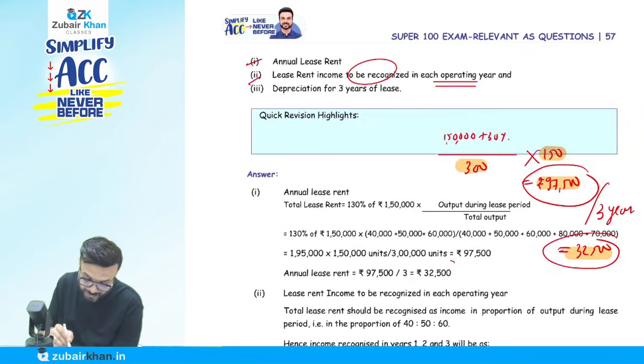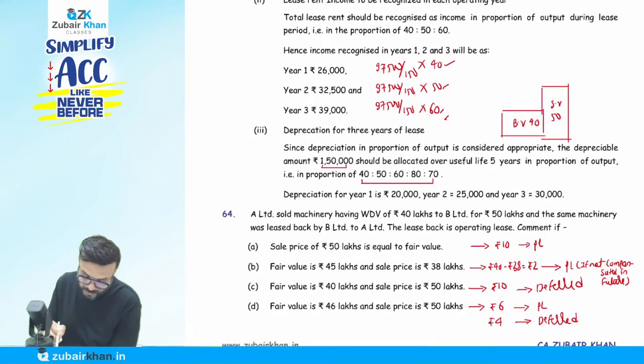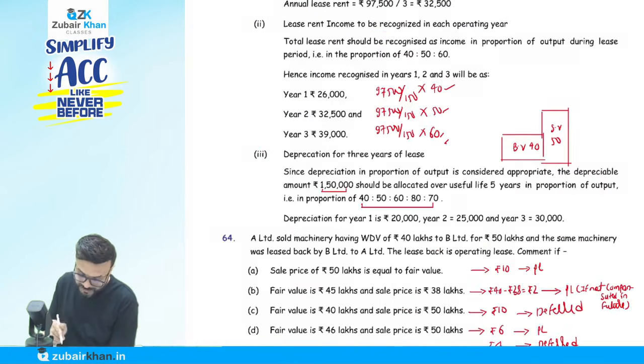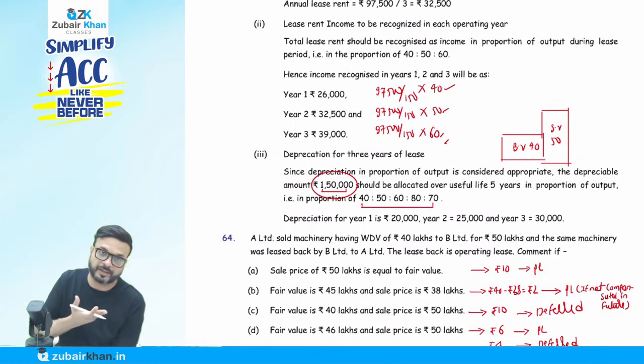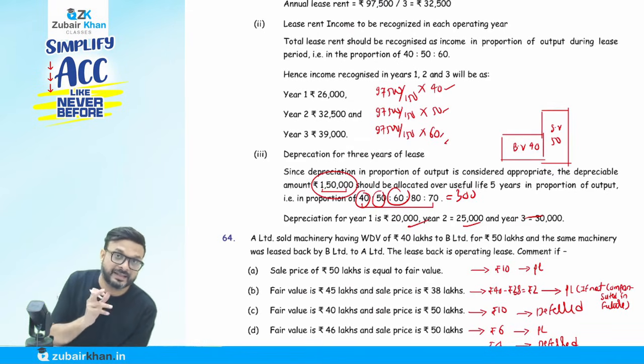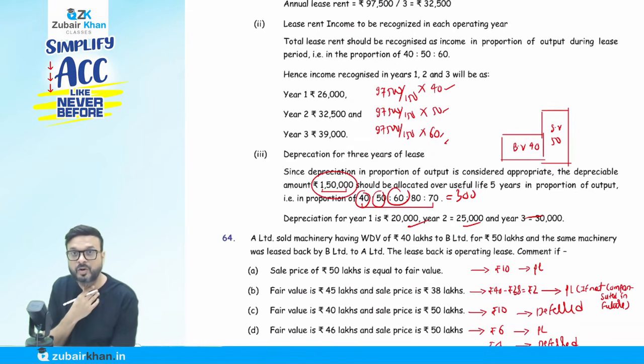Then they ask how much should be the depreciation for the 3 years of the lease. The lessor is going to charge depreciation for the 3 years, in proportion to output, as straight line depreciation in proportion to output is considered appropriate. The depreciation amount is on 1,50,000 because the cost of the asset is 1,50,000. The 30% is the profit percentage, so they are going to recognize depreciation on the cost only. So 1,50,000 divided by the total output of 300 for the 5 years, multiplied by the first year output, then the second year, then the third year. This depreciation is going to be charged by the lessor. This is an operating lease.